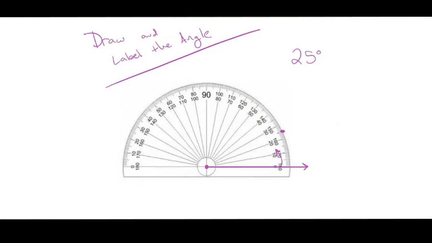So now I need to make a ray from the vertex through that point. Don't forget to put an arrow at the end, and I'll put a point on the 3 points of our angle, and I will call this W, X, Y. So this is angle WXY, and it's 25 degrees. And that's how you use a protractor to draw angles.